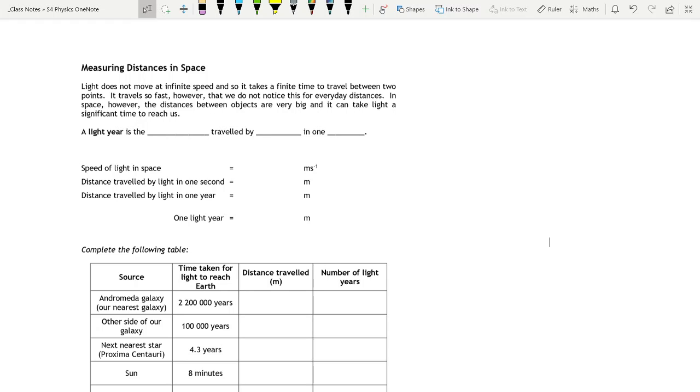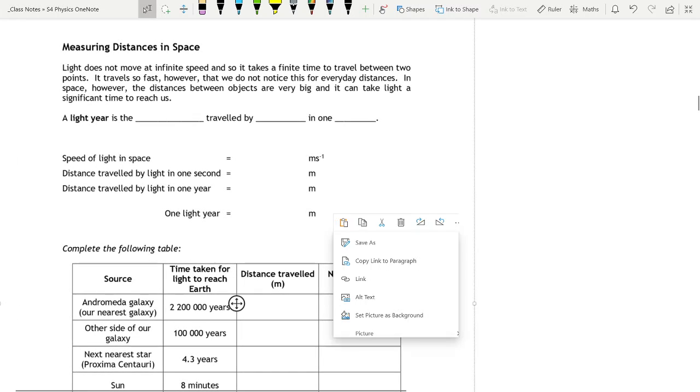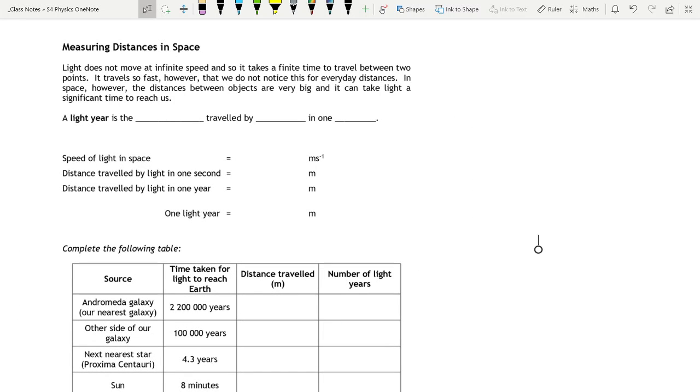Now, light years are a little bit confusing because it sounds like it should be a time, but it's not. A light year is a distance. Light doesn't travel at infinite speed, so it does take a finite time to travel between 2 points. However, it travels so fast that we do not notice this for everyday distances. In space, however, the distances between objects are very big and can take light a significant time to reach us. I think it's about 8 minutes to get from the sun to Earth.